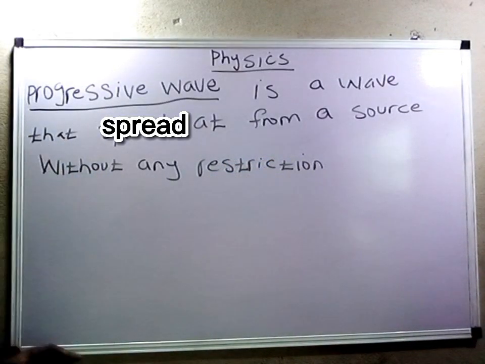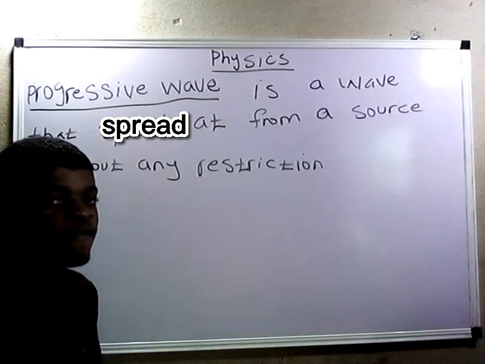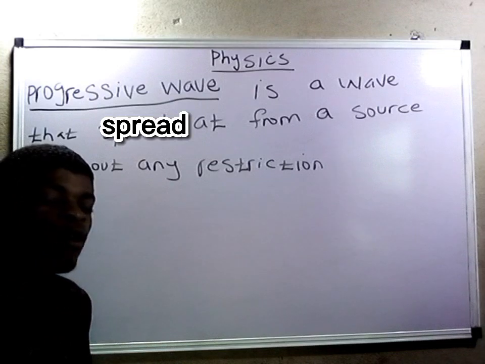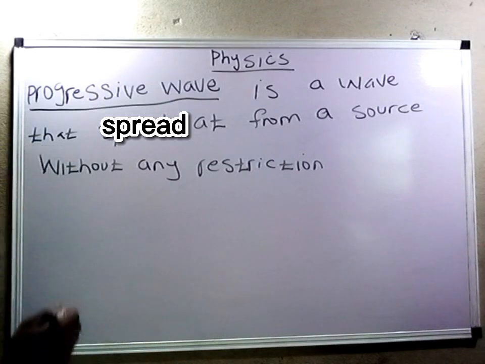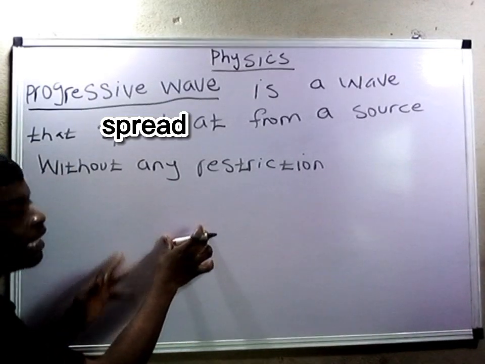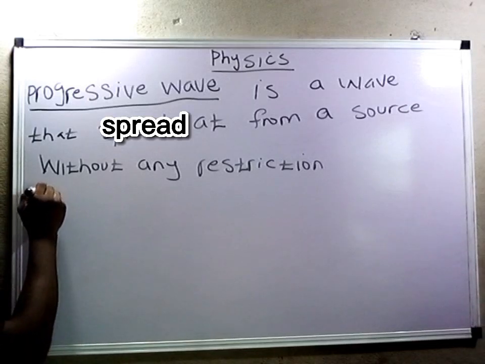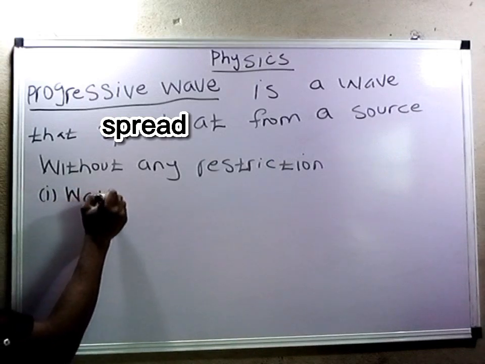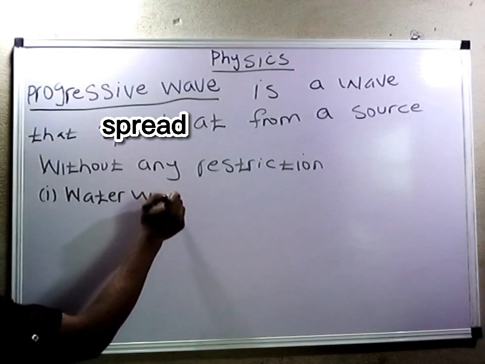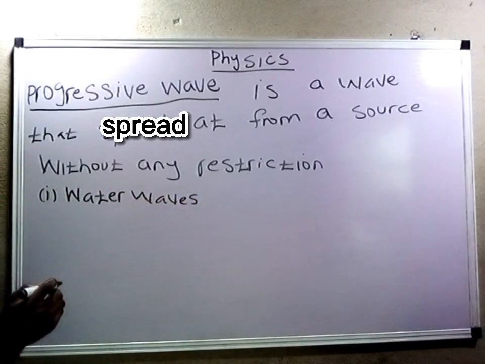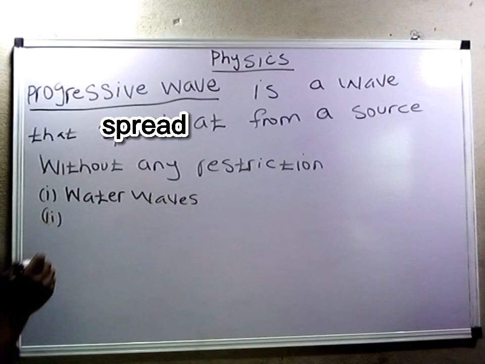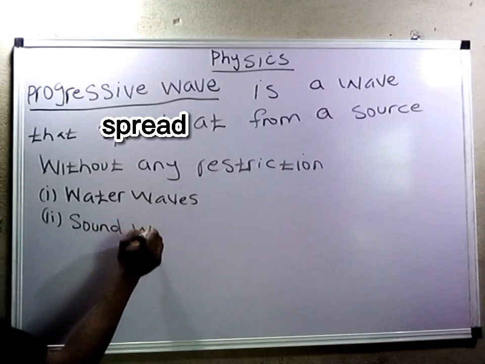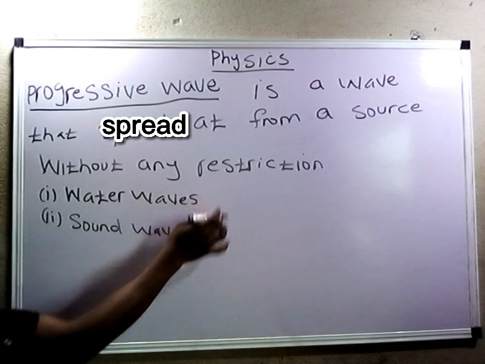This must be noted. There are examples of progressive waves. The two main examples of progressive waves are water waves and sound waves. So a good example of progressive wave is, one, water wave, two, we have sound wave. So this must be noted.